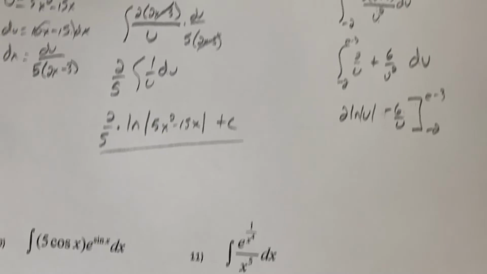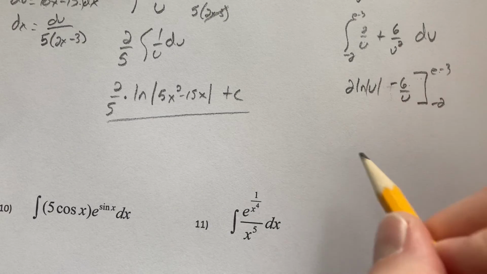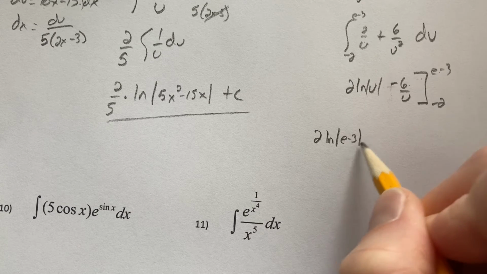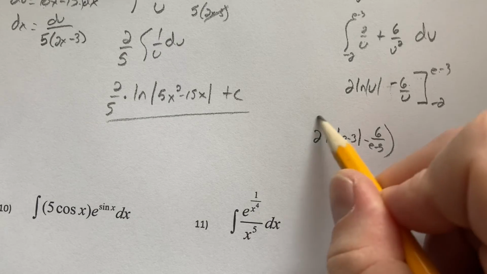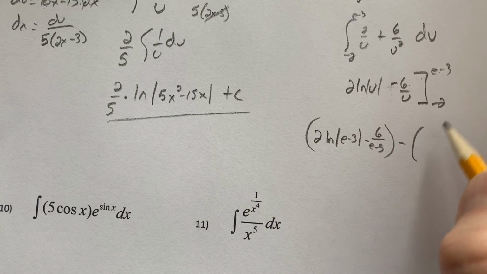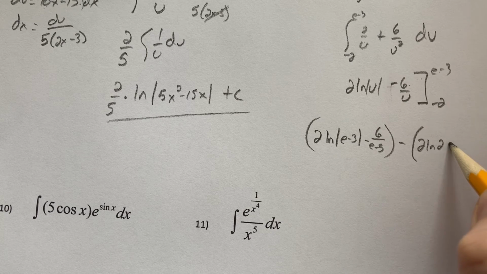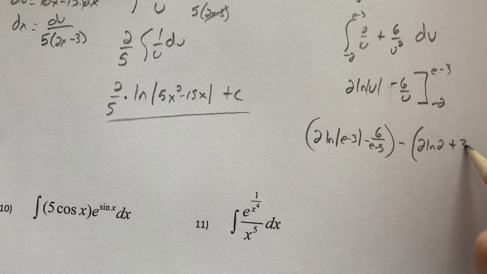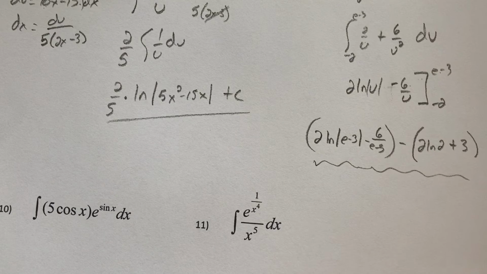So this is getting pretty crazy, I understand, but we're following the procedure. Now let's put this in. So I'm going to get 2 natural log of the absolute value of e minus 3 minus 6 over e minus 3. Okay, that's the top, minus the bottom, which is putting negative 2 in. 2 natural log 2 minus 6 over negative 2, which is negative 3, so this becomes plus 3. Pretty stupid looking, but that's our answer there.